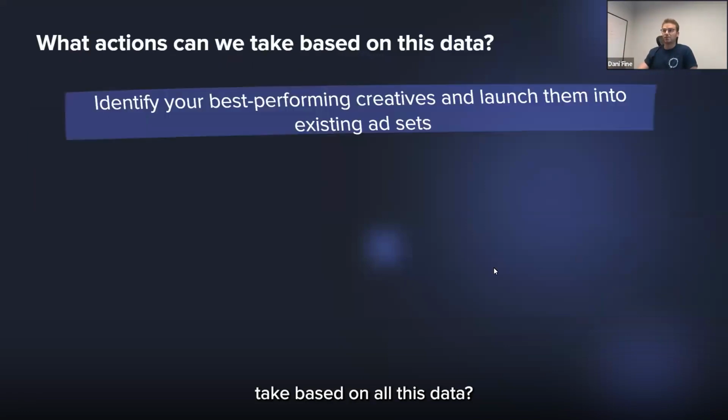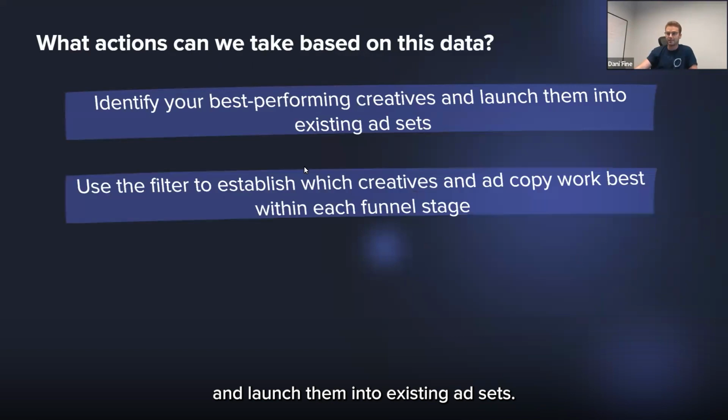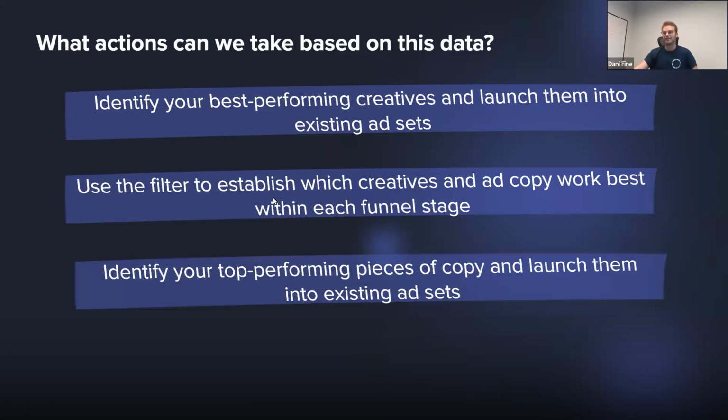So what actions can we take based on all this data? Identify our best performing creatives and launch them into existing ad sets. Use the filter to establish which creatives and ad copy work best with each funnel stage. Identify our top performing pieces of copy and launch them into existing ad sets. So we really want to identify these areas and make sure to maximize them as much as possible.